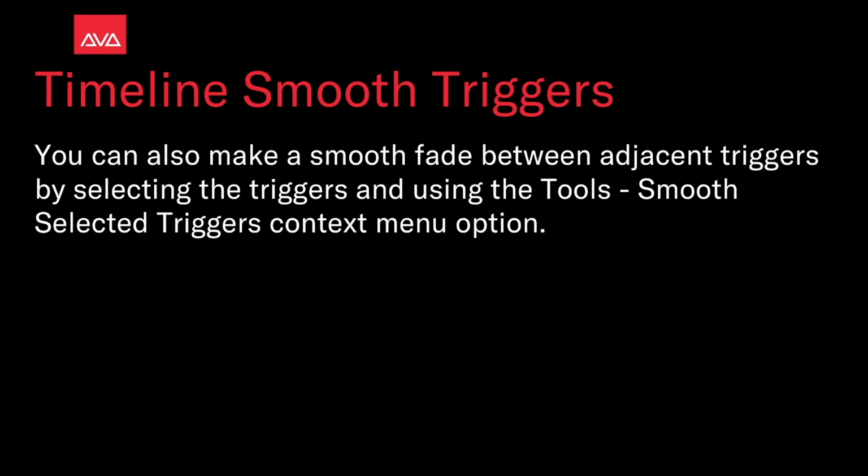Smooth triggers: you can also make a smooth fade between adjacent triggers by selecting the triggers using the tool Smooth Selected Triggers in the context menu options. Let's take a look at that.